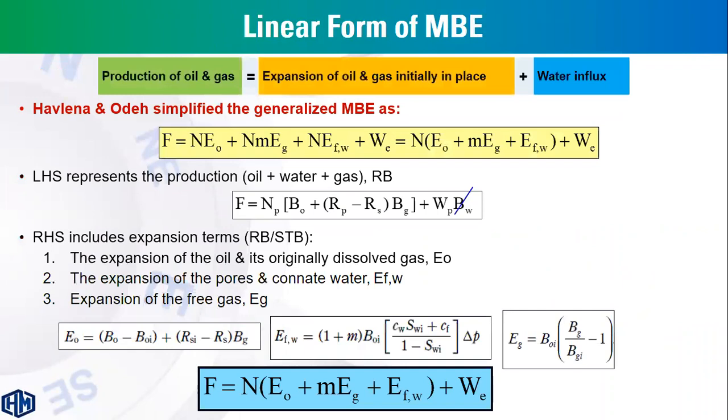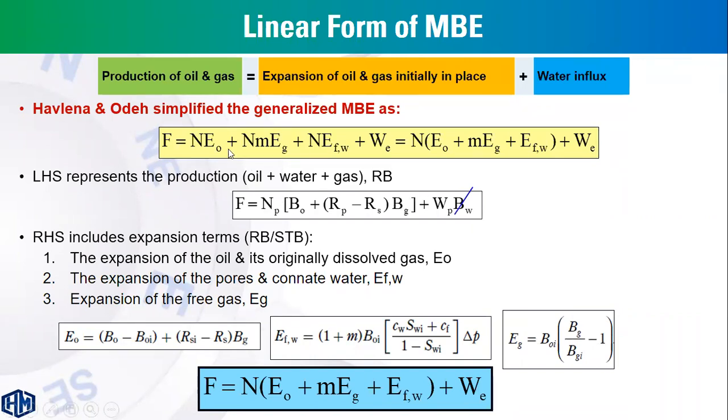Highlighting very quickly the concept of material balance, simply the production of oil, maybe gas, and a combination of them will be the expansion of oil and gas initially in place plus the water influx or maybe water injection, gas injection, and so on. So we have, as you know, the general material balance form, which is maybe complex for all of us. But Havlena and Odeh introduced what we call the simplified or linearized form of the material balance equation defined by this form.